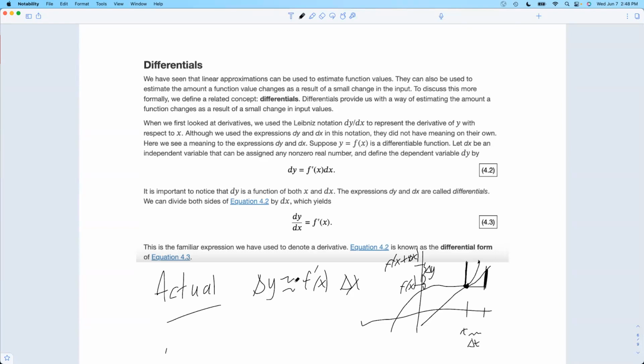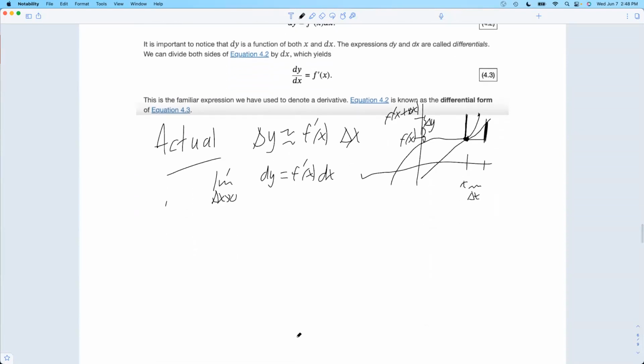Now you can see in my picture here, this is not the same as this distance. That's why it's approximate. But if delta x is really, really small, then this delta y will be really small, and this approximation in the limit becomes equal. When we take the limit as delta x goes to 0, then that delta y becomes a dy, the approximately equal becomes an equals, and that delta x becomes a dx. So we call this the differential of a function.